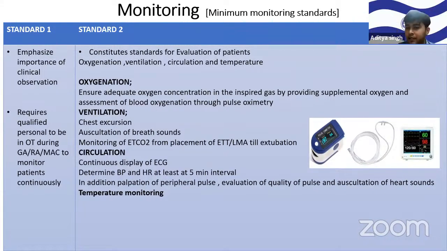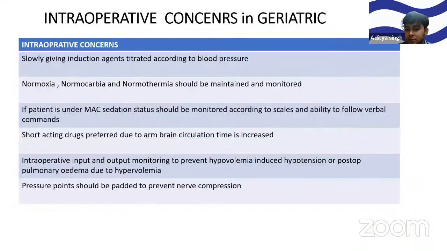So ma'am, intraoperatively, I'll use the drugs slowly, according to the vitals of the patient, because these patients have an increased circulation time and increased target organ sensitivity. Along with that, I use shorter-acting drugs. I'll maintain normoxia, normocarbia, and normothermia intraoperatively.